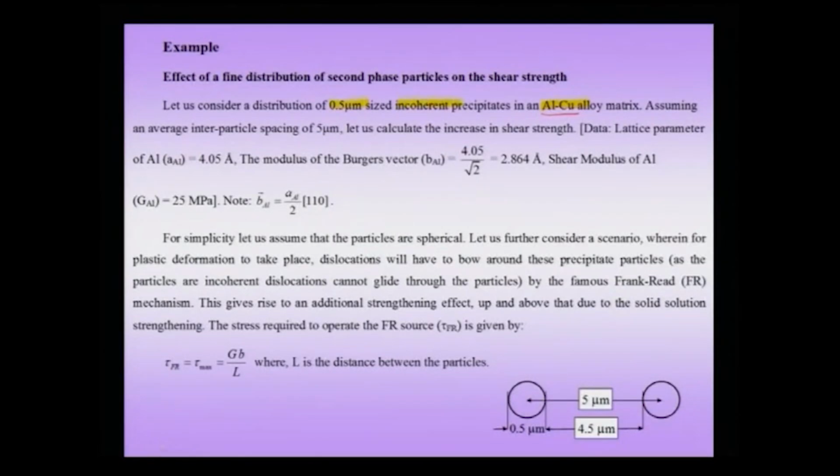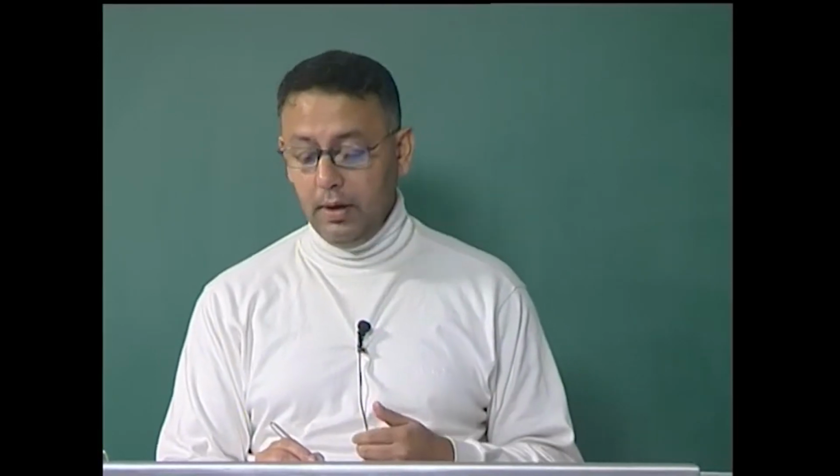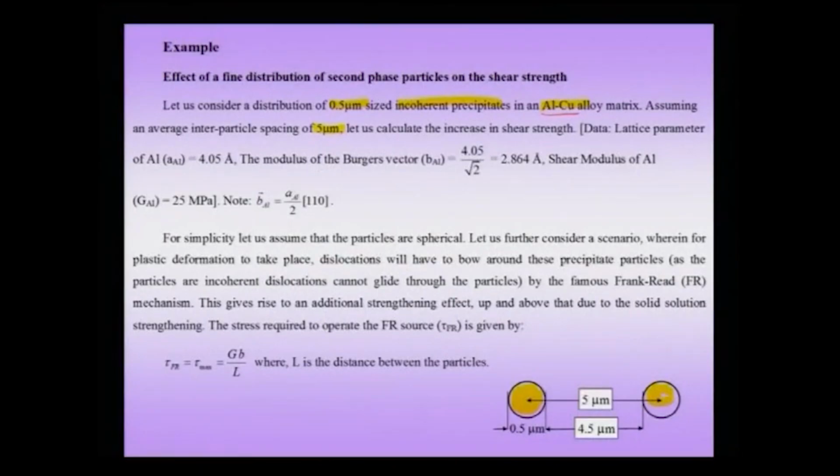for now we will consider what are called incoherent precipitates. That means lattice planes are not continuous across from the precipitate to the matrix, and we will assume an average interparticle spacing of about 5 microns, which is shown in the figure below. So, for now we will assume some spherical precipitates, and we should note that in the aluminum copper system the precipitates may not be spherical, or in fact are not spherical, but just for understanding of the concept we will consider that. We will assume that the diameter of these particles is about 0.5 microns and the interparticle spacing is about 5 microns.